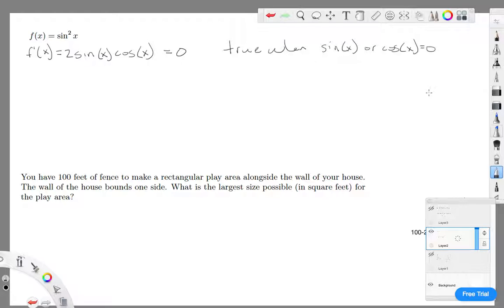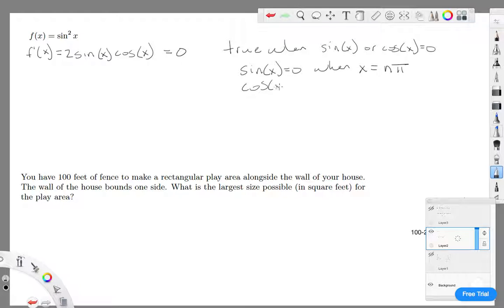And you should know already that sine of x is equal to 0 at the origin. So we've got when x equals n times pi. So 0 pi, or 0 at 1 pi, at 2 pi, etc.